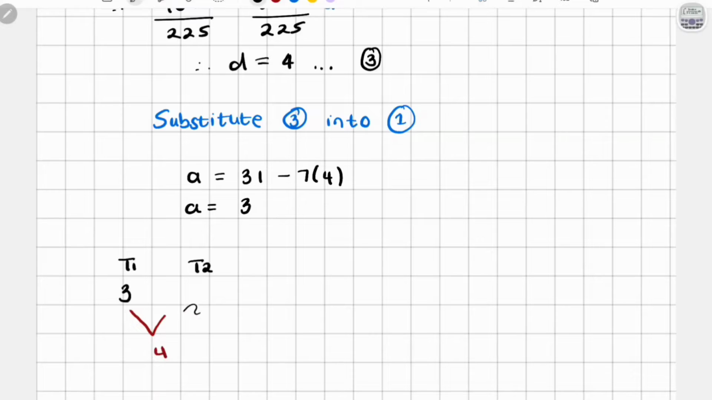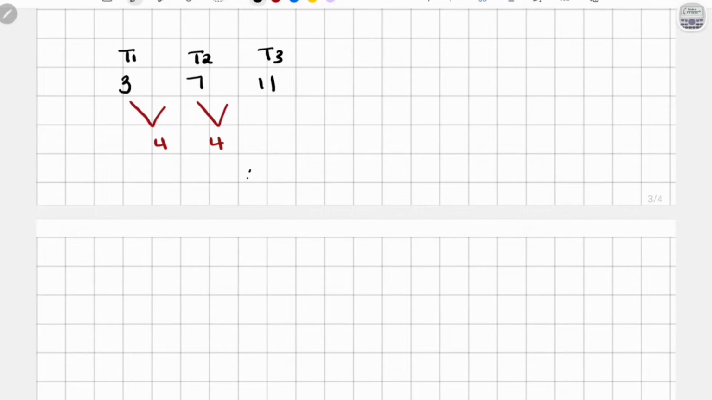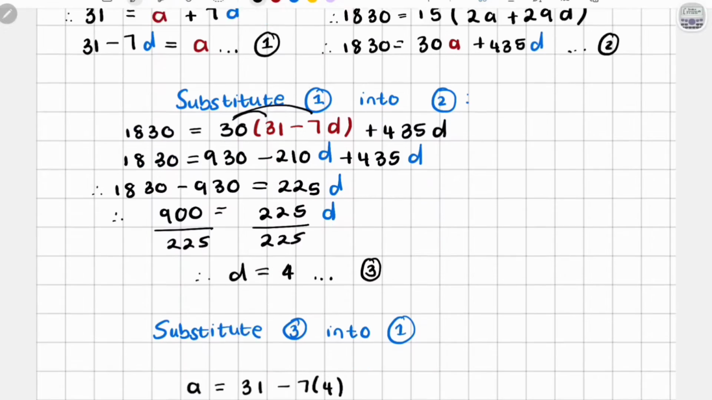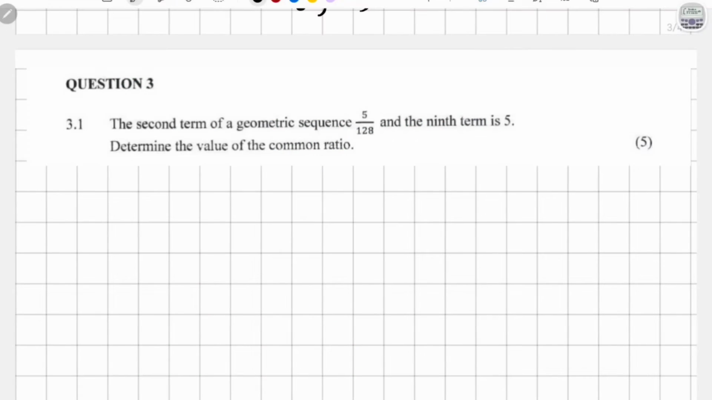Then I'm going to get the second term. 3 plus 4, that's going to give me 7. So that's the second term. Then to get the third term, I do the same thing. I know that the difference is 4. So 7 plus 4 gives me 11 as my third term. So therefore, my answer is the first 3 terms are 3, 7, and 11. Okay, so that is question 2. Moving on to the next question. Then we're on question 3.